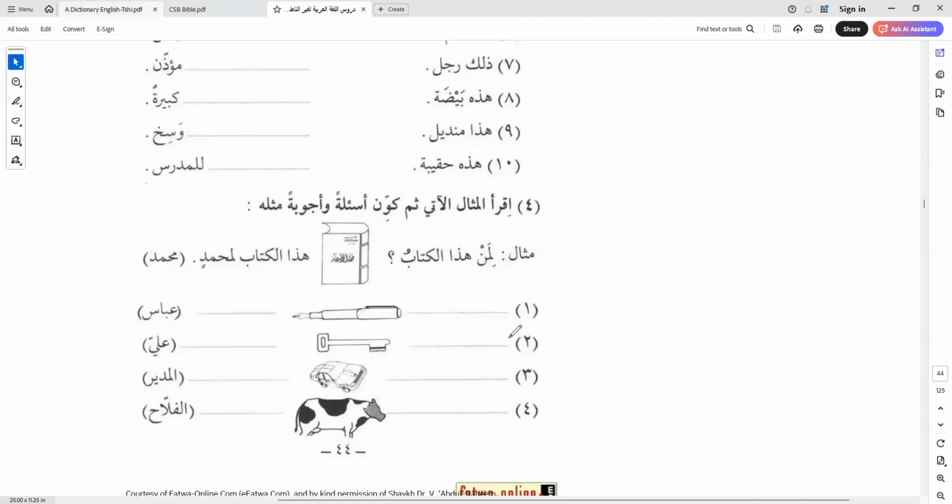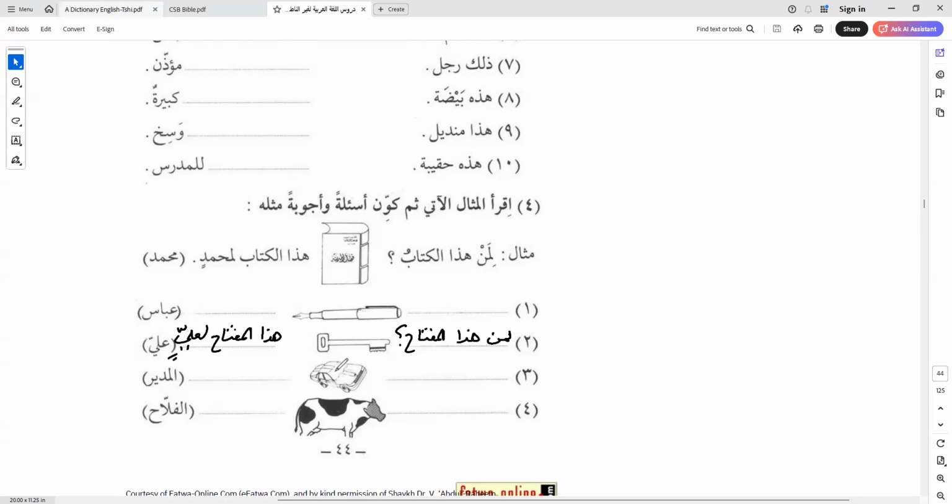So this is miftah. So you have to say liman hadal miftah. Liman hadal miftah. That's a question. And then your answer is going to be hadal miftahu. Hadal miftah. This key belongs to Ali. So you have to say li aliyin. Li aliyin.